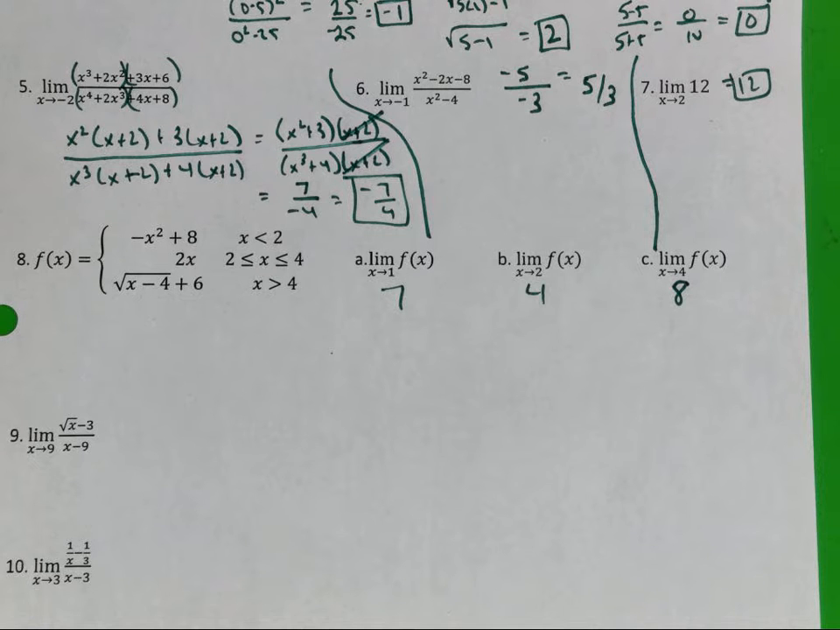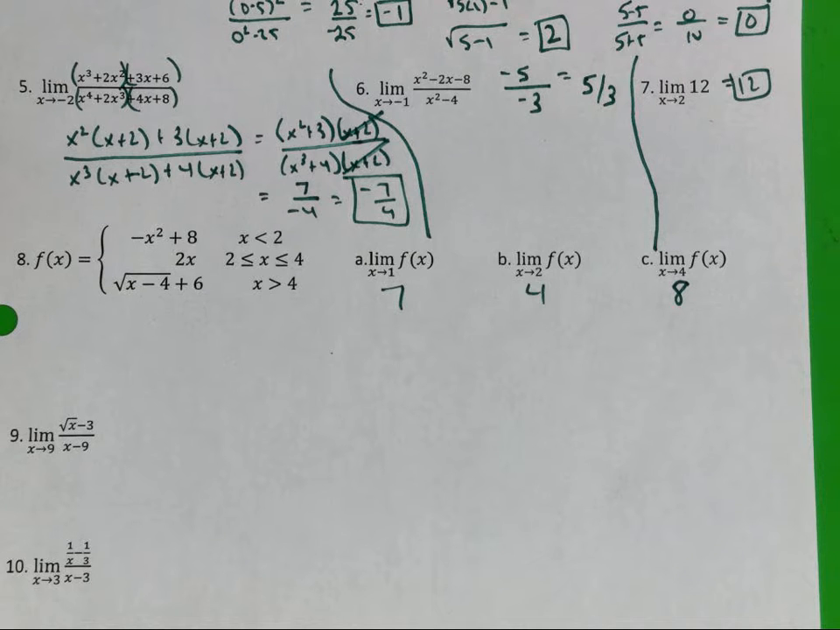So let's watch this. If I take 2 and plug that into it, 2 squared is 4. That's negative 4 plus 8 is what? 4. So from the left, it's approaching 4. 2 times 2 is? 4. It's approaching 4 from the right. So what's your overall limit? 4. So we got that one correct. Do you see that? Okay.